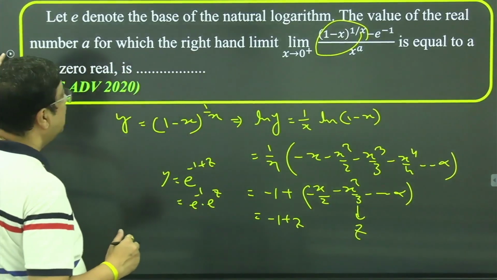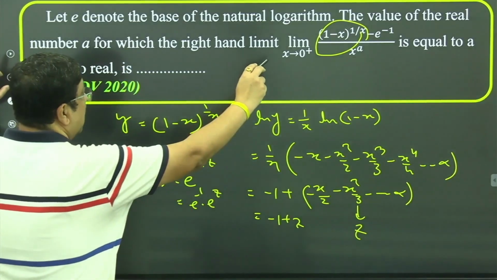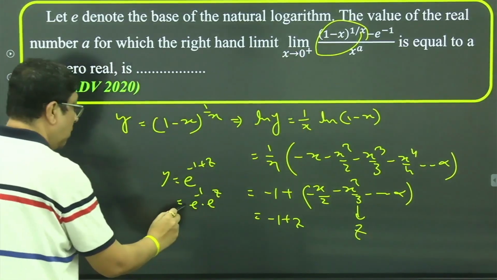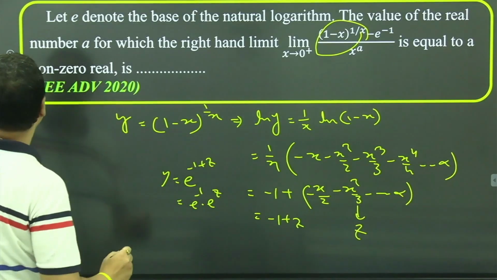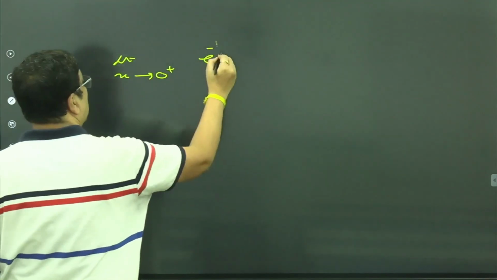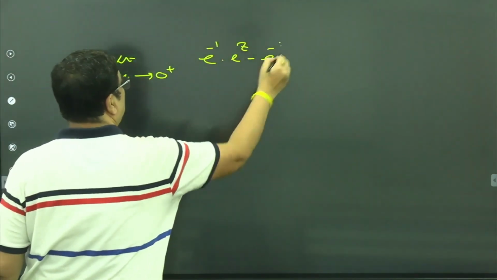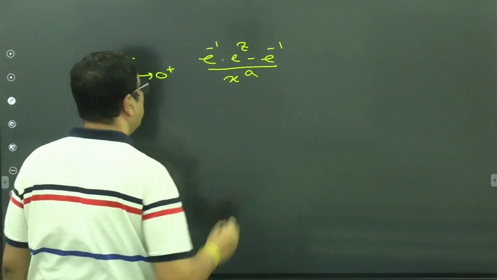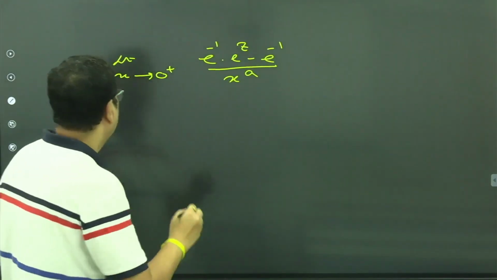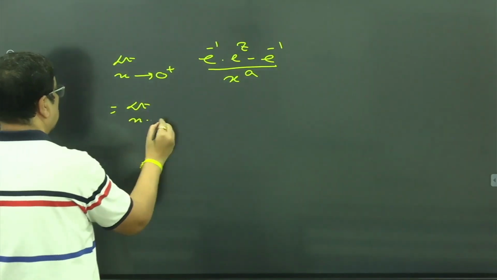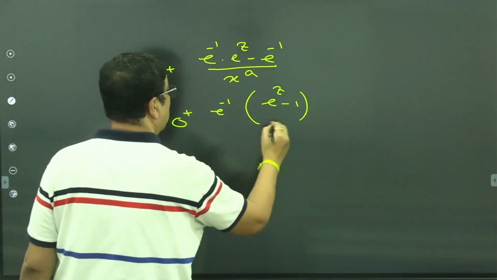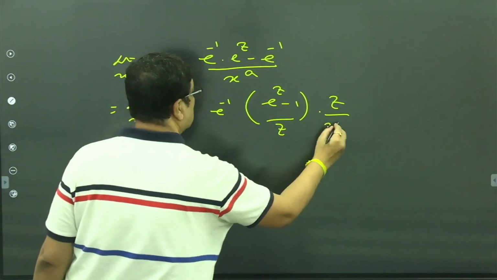So let's apply this limit. Instead of (1 minus x) whole to the power 1 by x, I am writing e to the power minus 1 into e to the power z. So let's write the limit as x tends to 0 plus of e to the power minus 1 into e to the power z minus e to the power minus 1, divided by x to the power a. This limit exists and is non-zero. What is the value of a? Okay, so let's start. Limit x tends to 0 plus of e to the power minus 1 times (e to the power z minus 1) by z into z by x to the power a.